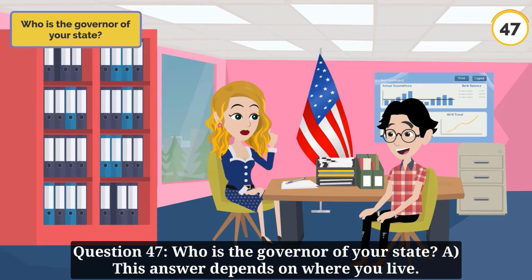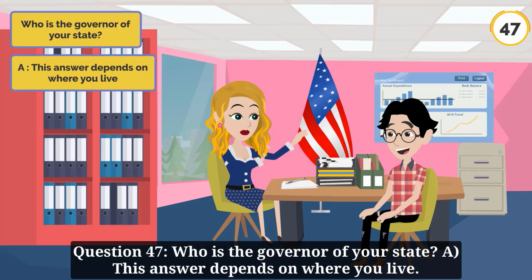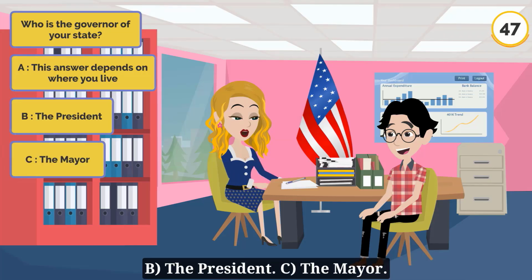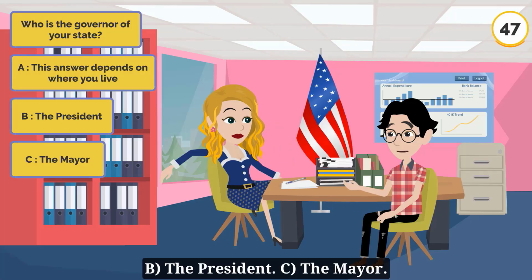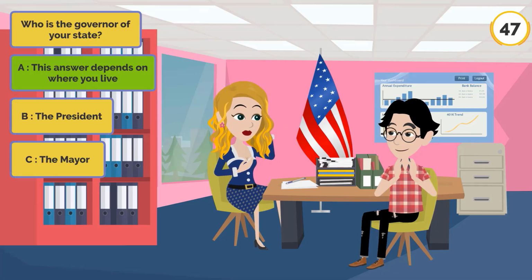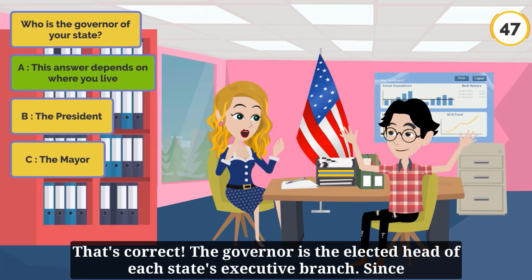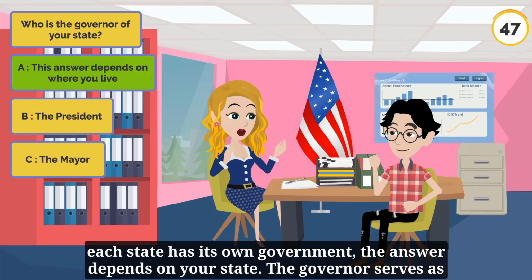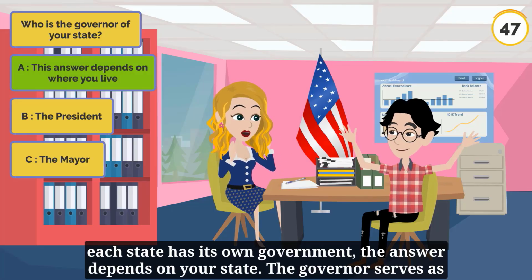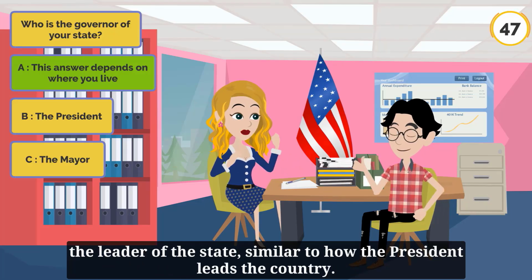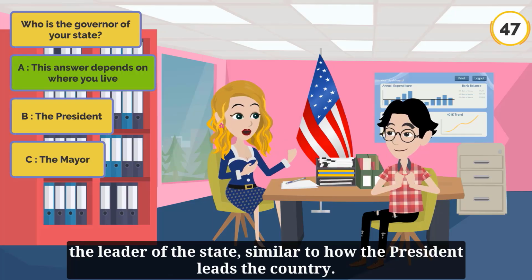Question 47. Who is the governor of your state? A. This answer depends on where you live. B. The president. C. The mayor. I'll go with A. This answer depends on where you live. That's correct. The governor is the elected head of each state's executive branch. Since each state has its own government, the answer depends on your state. The governor serves as the leader of the state, similar to how the president leads the country.